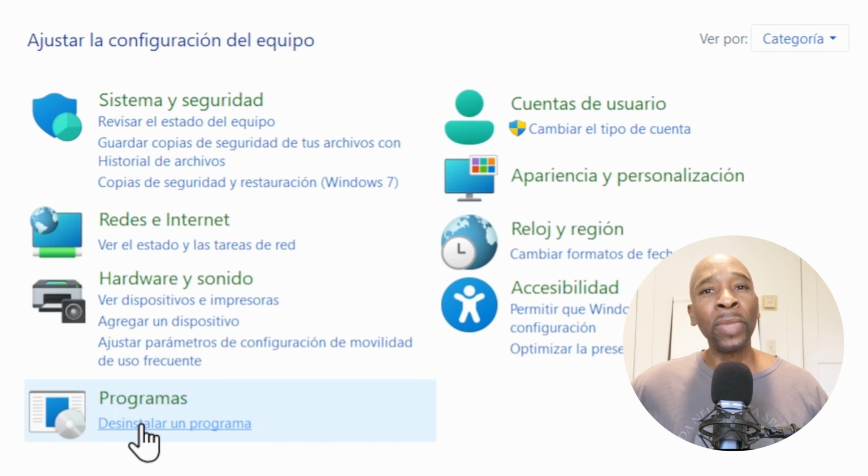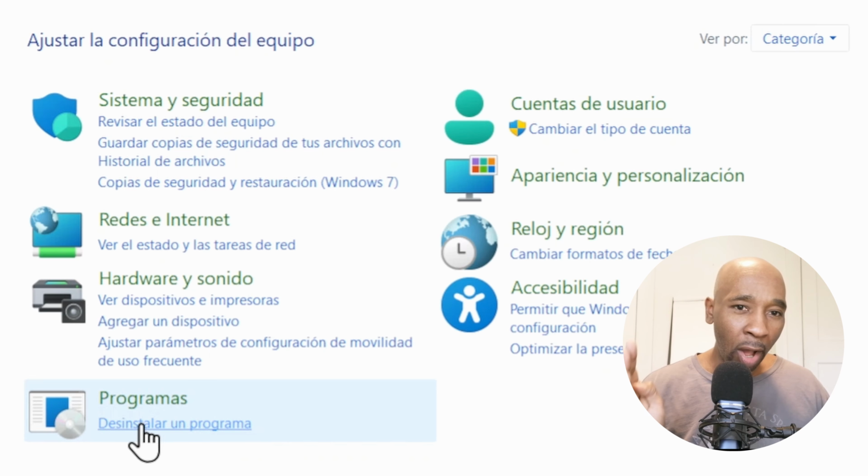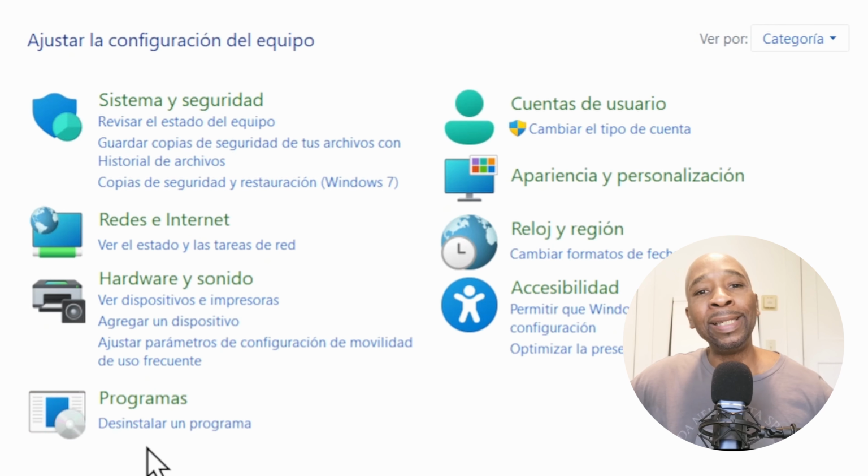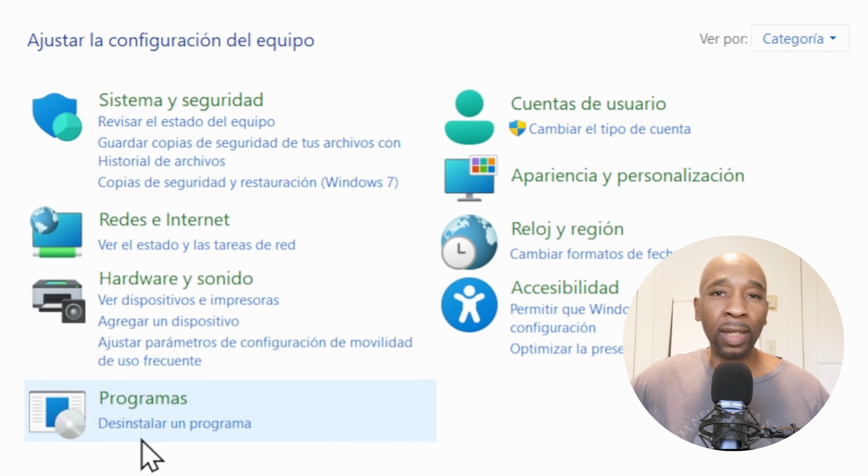Yeah, program. Just like I always say, a lot of times, not all the time, but oftentimes you'll see the English word hiding in the Spanish word, okay? Like programas, it's one of those perfect cognate type words that I went over in my last video. So it's just a little slight different pronunciation, but it's there. Programas. So there's programs. Desinstalar un programa. Uninstall a program. Probably seen that in your control panel before.